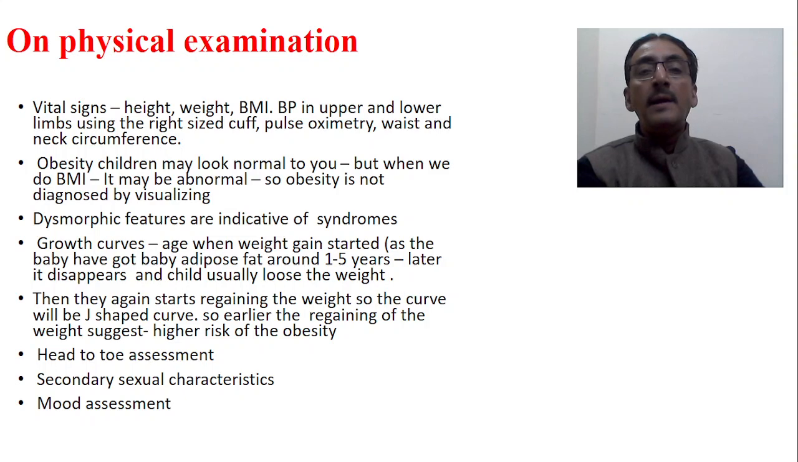Now, BP in the upper and lower limbs using the right size of the cuff is very important. Pulse oximetry, waist and neck circumference has to be taken. These are the parts in the physical examination.